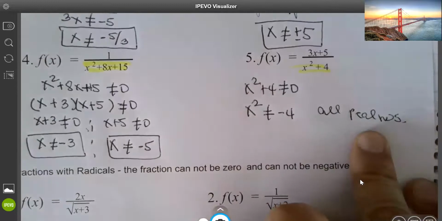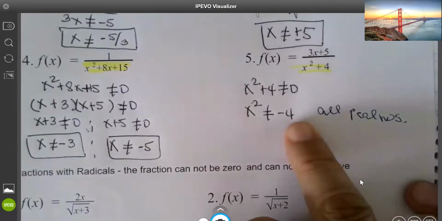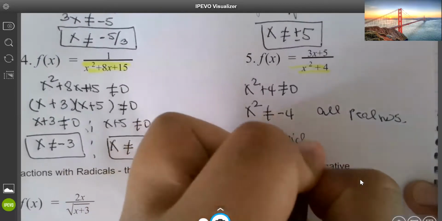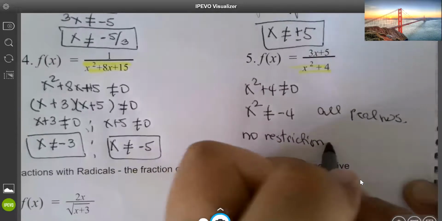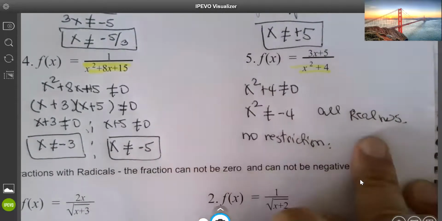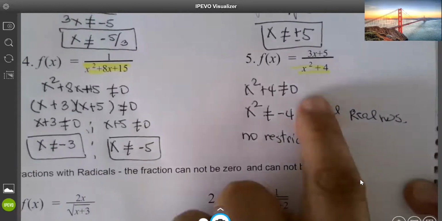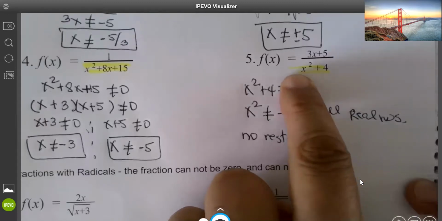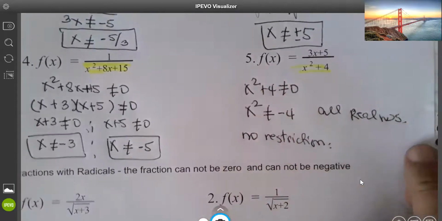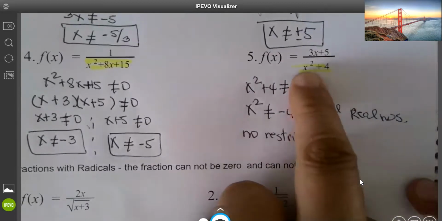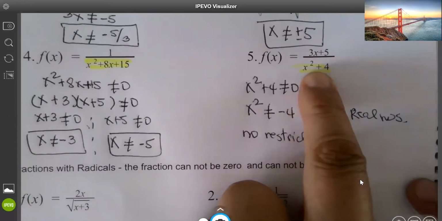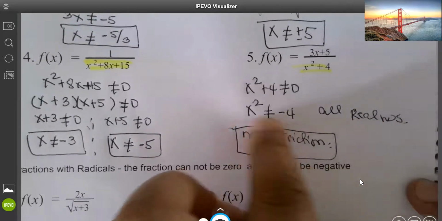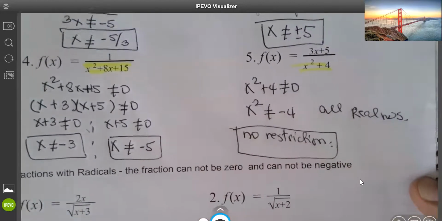There is no restriction, so I will write this one, no restriction. It means it can be any real number, even if it is negative. A negative raised to 2 is positive, so there's no problem with that. If it is 0, 0 raised to 2 is 0, plus 4, it is still 4. Okay, so there is no restriction to this once you have this one, because there is no square root of a negative number.